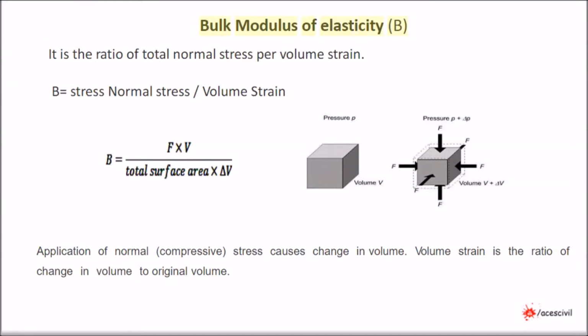Bulk modulus of elasticity, B. It is the ratio of total normal stress to volume strain. B equals normal stress over volume strain. Application of normal compressive stress causes change in volume. Volume strain is the ratio of change in volume to original volume.